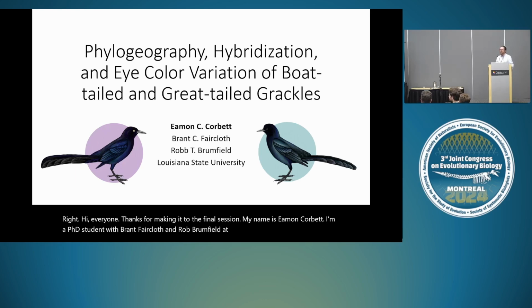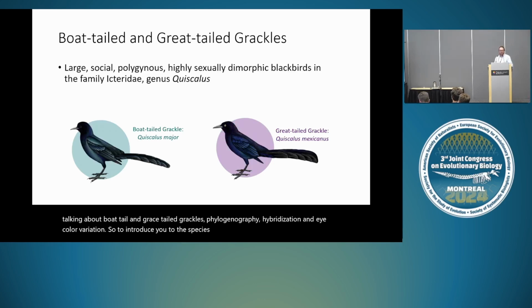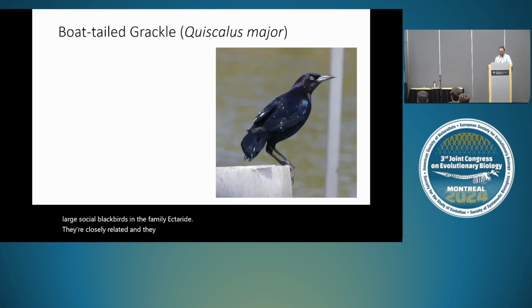And today I'm going to be talking about boat-tailed and gray-tailed grackles: phylogeography, hybridization, and eye color variation. So to introduce you to these species, if you're not familiar with them, these are large social blackbirds in the family Icteridae. They're closely related, and they form a species complex. The boat-tailed grackle is essentially a marsh species.